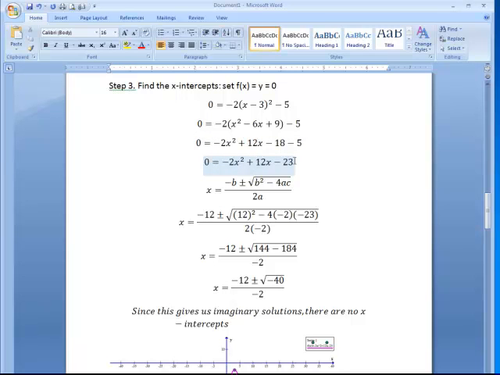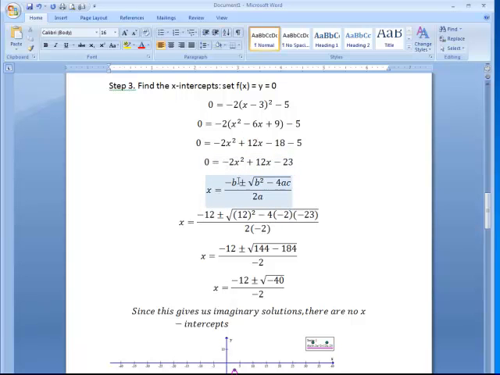This is a quadratic equation. We've already practiced solving these. We have several different ways of solving them. The two most common ways I like are factoring and the quadratic formula. I look at this real quick and don't see how I can factor it. So I'm going to plug into the quadratic formula. My a is negative 2, my b is 12, and my c is negative 23.